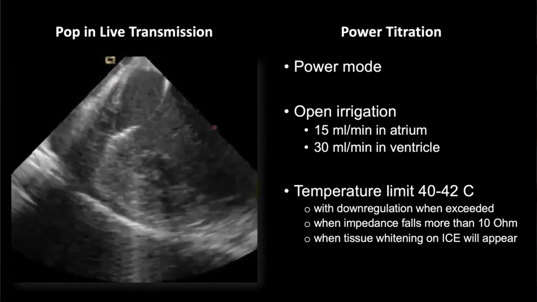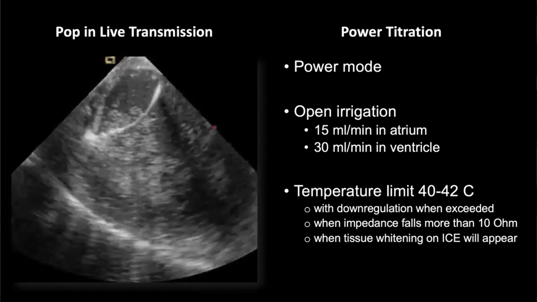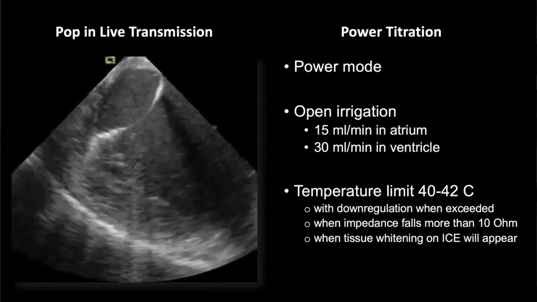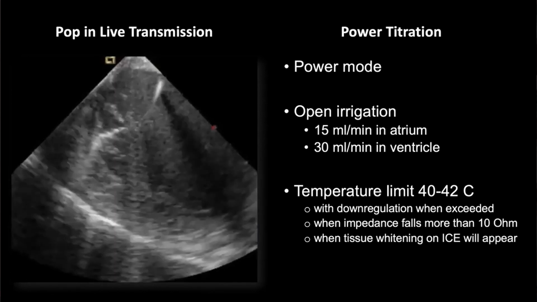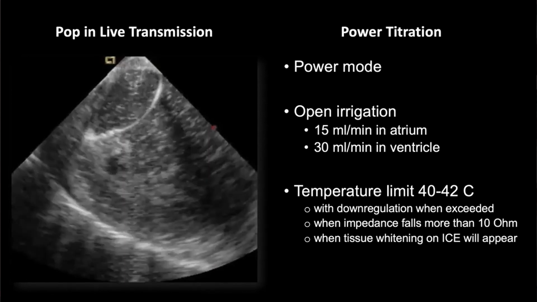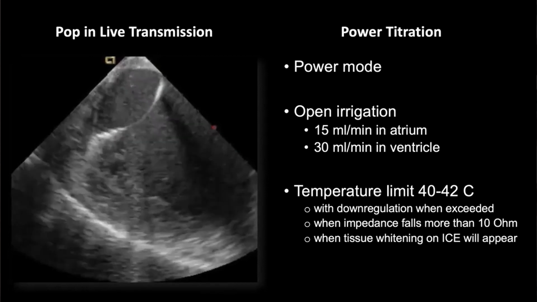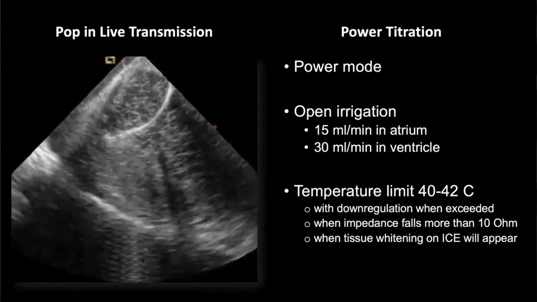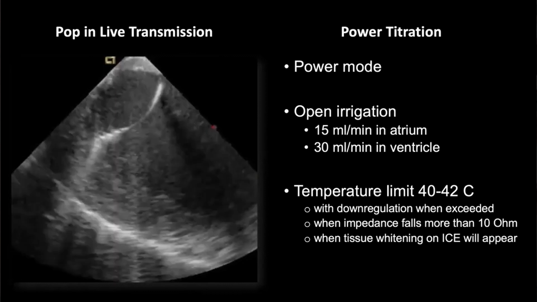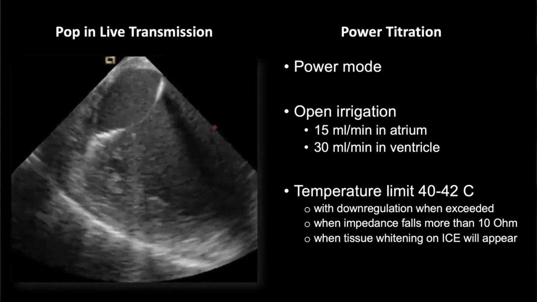Any rise of temperature above 40 to 42 degrees Celsius means a high level of tissue heating and prompts down-regulation of power. Similarly, we check tissue characteristics during radio frequency application. Any sudden whitening of the tissue is a reflection of high temperature.